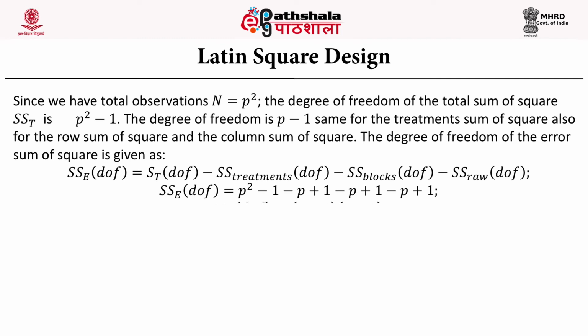The degree of freedom of the error term is given as the sum of square of error degree of freedom, which is equal to the sum of square of total degree of freedom minus the sum of square of treatment degree of freedom minus the sum of square of column degree of freedom minus the sum of square of rows degree of freedom. Error degree of freedom is equal to p square minus 1 minus (p minus 1) minus (p minus 1) minus (p minus 1). After solving, we get the error degree of freedom as (p minus 1) into (p minus 2).